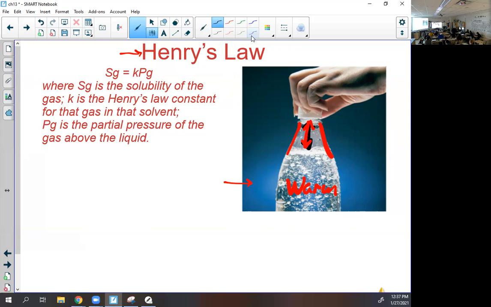So all you really need to know is the solubility of the gas is directly proportional to the pressure above the gas. Once we release it, the bubbles start to come out. But like that drink you get when you buy it from the store, you can look through there and you don't see bubbles. You only see bubbles once the pressure is released. Easy enough?